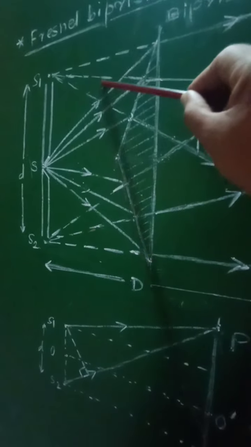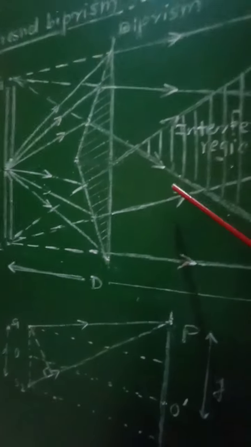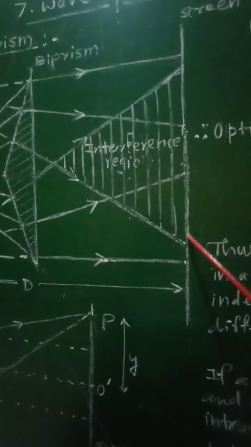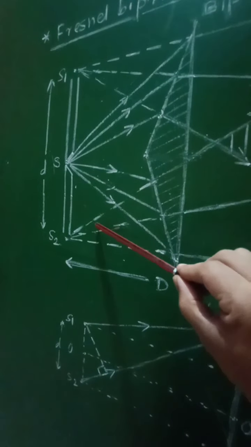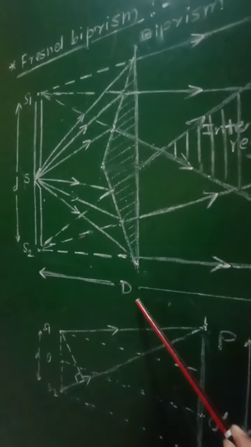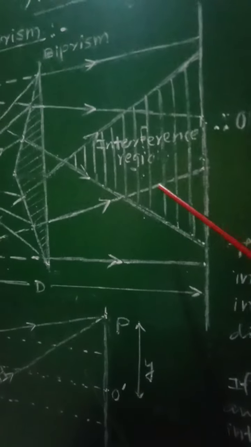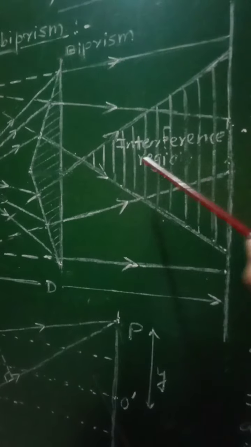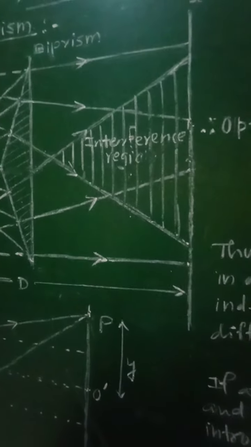Due to the light emitted by these two virtual sources, after refraction, the interference pattern will be produced on the screen. Let small d represent the distance between S1 and S2, and capital D is the distance between the sources and the screen. The interference pattern is produced in this shaded region. So this shaded region represents the interference pattern.